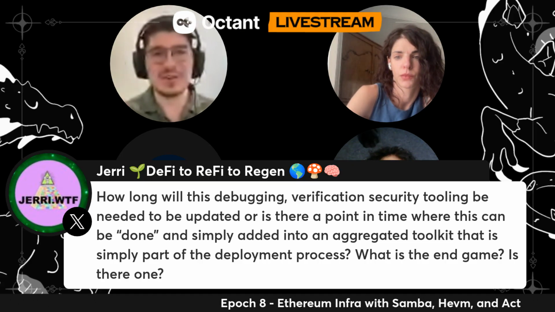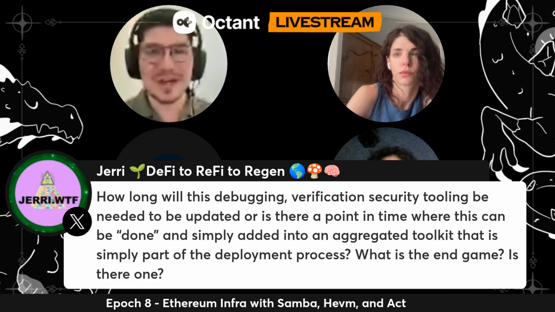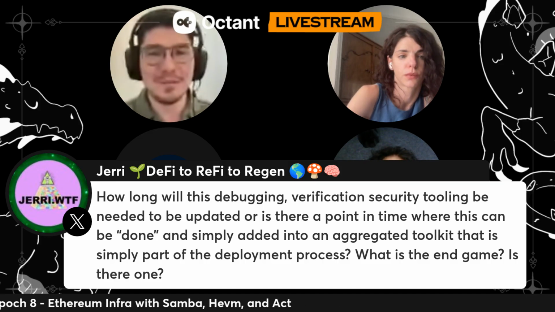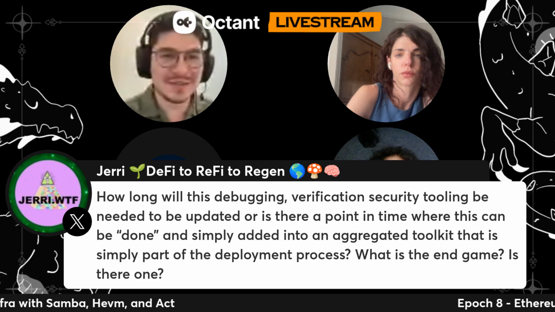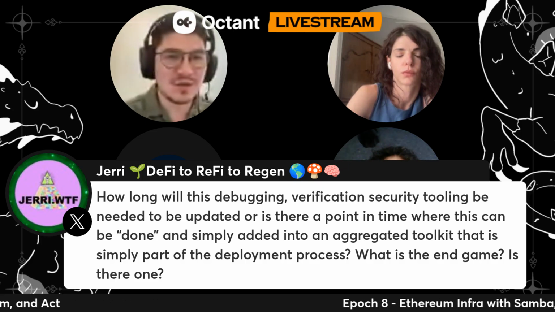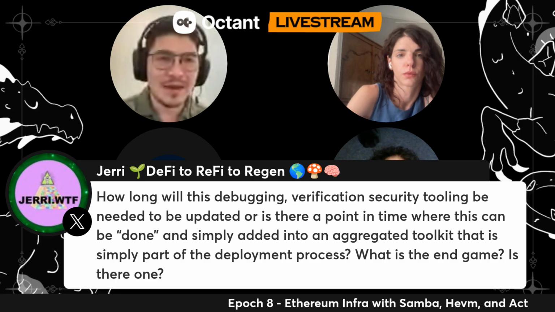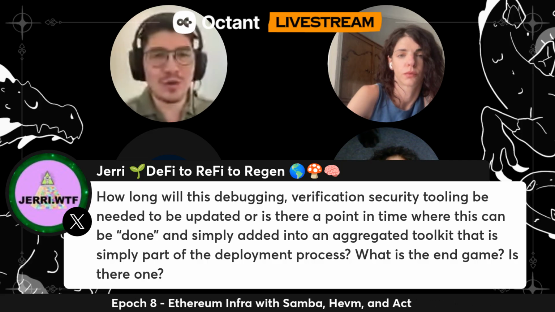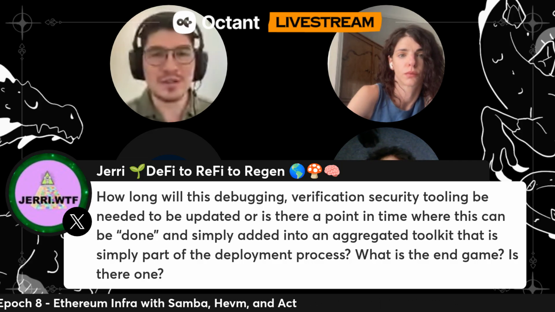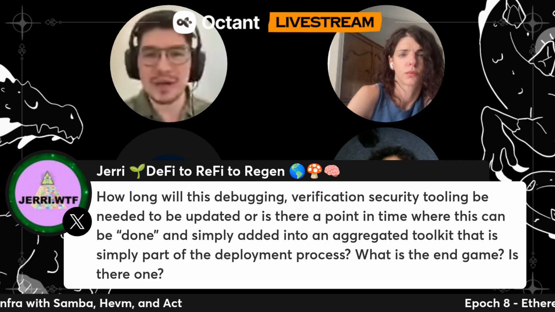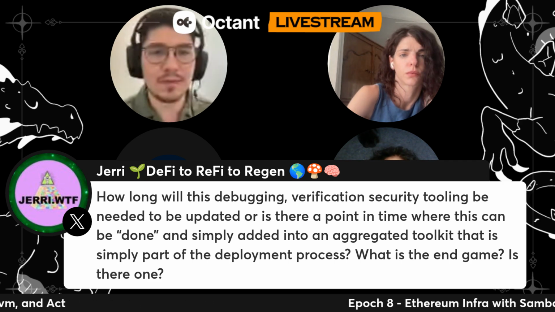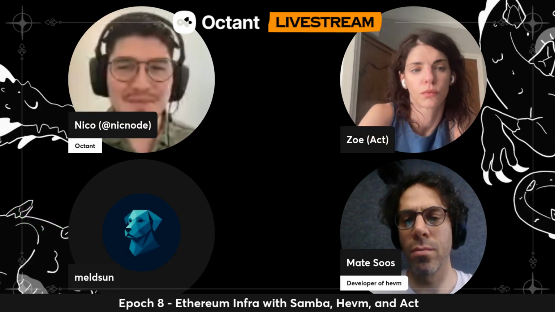Very active community member and contributor of Octant, always sending good questions. And I think this is a question maybe related to what I asked, but maybe for the HEVM and ACT teams: how long will these debugging, verification, and security tools be needed, to be aptly added into an aggregated tool game? Is there one? Maybe I can have a go at it for a moment.